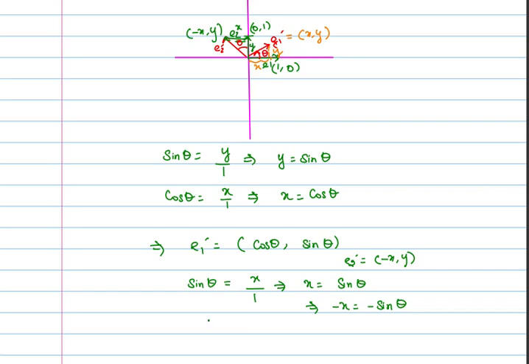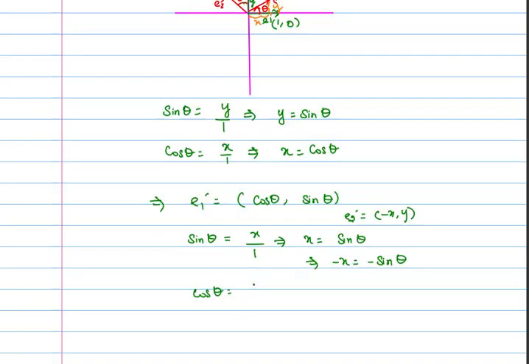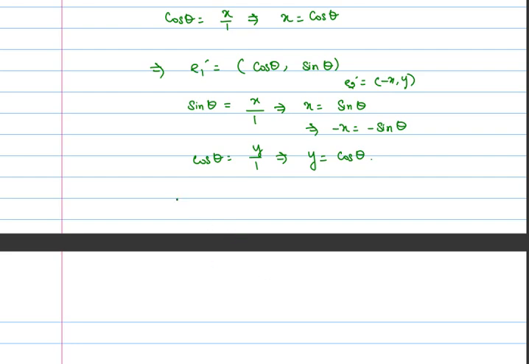Similarly, cos theta is directly y divided by 1, because this is the theta, and y is the adjacent side divided by the hypotenuse. Here also the length is always 1. So y divided by 1 implies y equals cos theta. So this implies my E2 prime is minus sin theta comma cos theta.